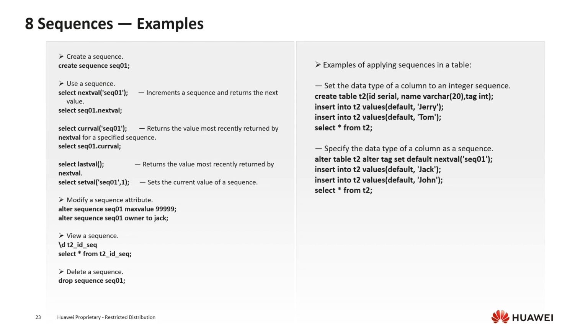Here are some examples of how you can use sequences. You can execute the create sequence statement to create a sequence, execute the alter sequence statement to modify sequence attributes, or use the nextval function to increment a sequence and return the new sequence value. On the right, there are examples of two ways to set the data type of a column to an auto-increment sequence. The first is to set the data type of a column to an integer sequence. The second is to manually create a sequence and specify the default value of a column as the sequence.